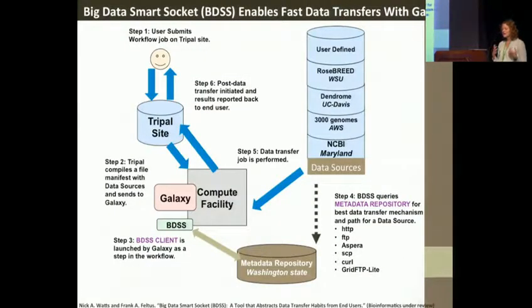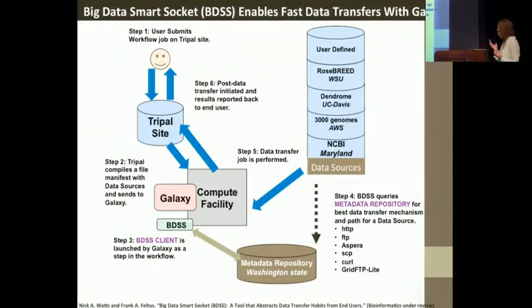So this is a diagram of how we see all of these tools working together. It starts when a user submits a workflow job on a Tripal site. Tripal will compile a file manifest, like, oh, I'm going to need data from over here and over here. So it creates a manifest. The BDSS client steps in and asks, do I happen to know anything about these data repositories? Do I know good ways to transfer that data? If it does, it looks that up.